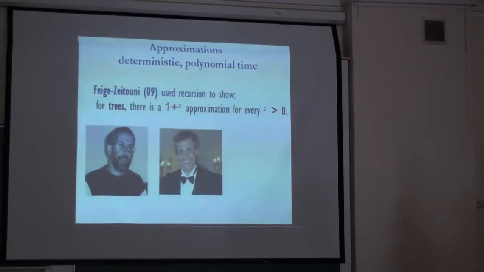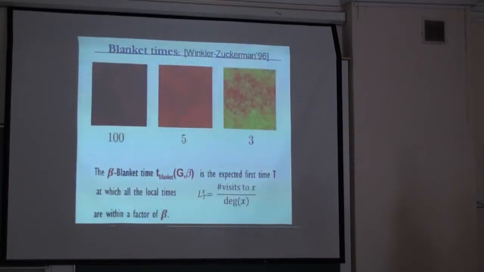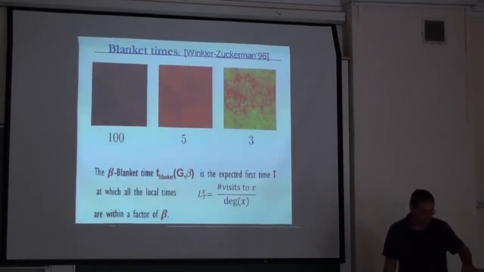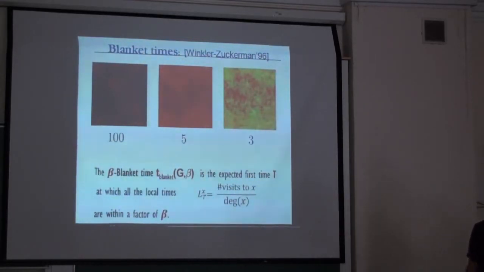Now, Feige and Zeytouni showed that for trees you get a good approximation. So for trees there is some special recursive structure that helps you. Okay, now I want to go to blanket times.